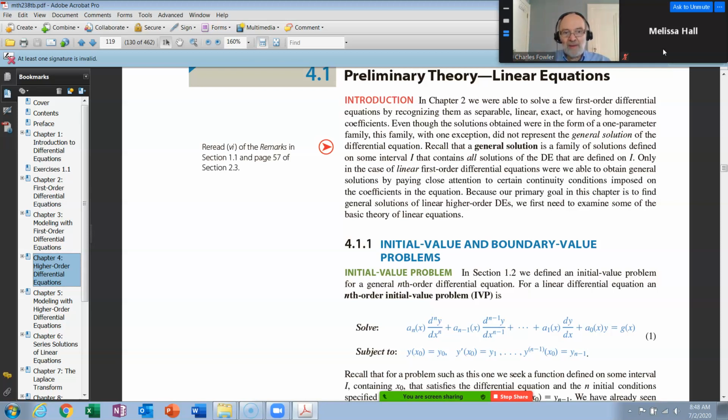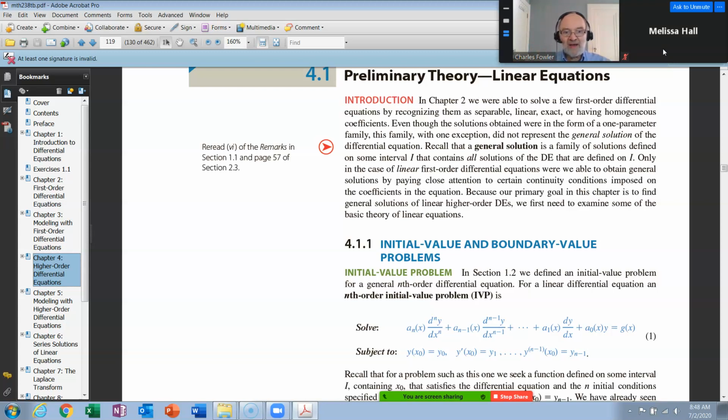Because the primary goal of the chapter is to find general solutions for linear higher order differential equations, let's see what we mean by going back to the basic theory of linear equations. Now, the term linear has the same meaning. Remember, that was from the very beginning.